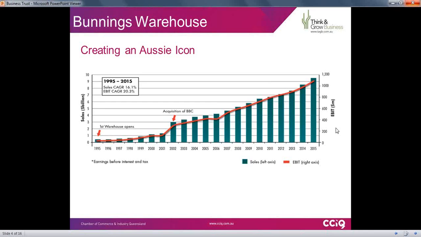You can see a slight raise in 2002, which was the acquisition of the BBC Hardware House business that I'm hoping some of you will have remembered. So in 2002 we acquired the Hardware House business and we saw that big kick. But you can see year-on-year growth in both sales and EBIT.